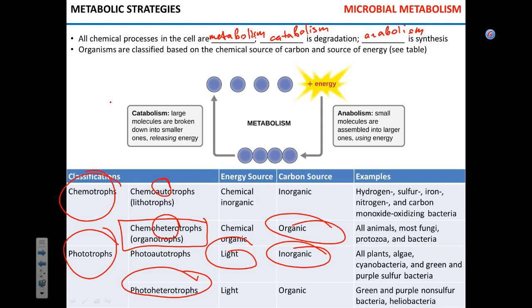Okay. There are very interesting organisms that are called chemoautotrophs or lithotrophs. So let's take a glance. Autotroph, what does that mean? It takes carbon from inorganic sources, right? And chemo means that it takes energy from the chemicals, not from the light. So these microbes can oxidize a number of inorganic chemicals. These are present, for instance, in hot springs, volcanic springs at the ocean floor.